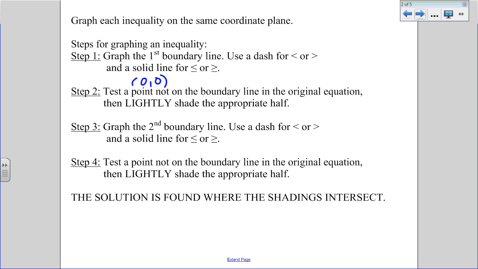Then you're going to graph the second boundary line. Once again, I remind you when to use solid and when to use dash. And then testing that point is still going to be 0, 0. Once you've lightly shaded that, your solution is where the two shadings intersect, where they overlap. And so you can then darken it in if you don't think it stands out that much.